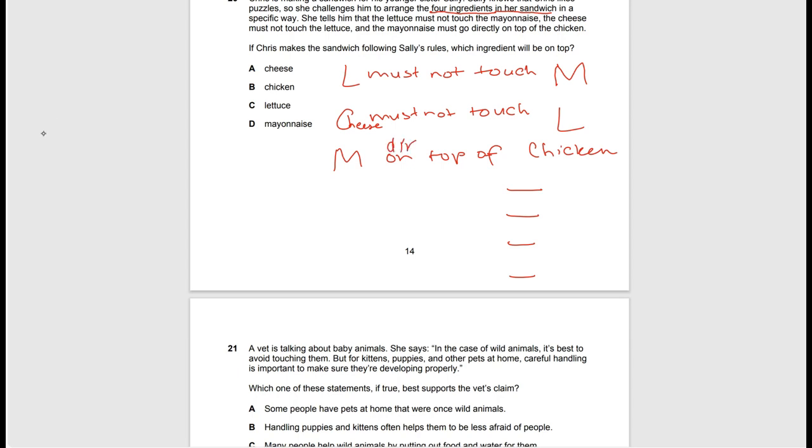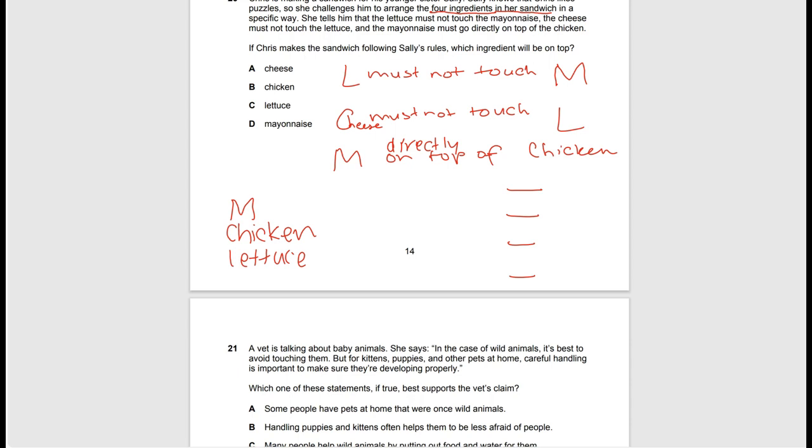Let me first fix up here by saying directly. So the mayonnaise must be directly on top, not just on top, but directly touching. So that means that somewhere in my 4 here, I'm going to have M just above my chicken. Let's read the other. L must not touch M. My lettuce must not touch my mayonnaise. So that means my lettuce cannot be here because that would mean it would touch. So my lettuce must be on the bottom, underneath my chicken.